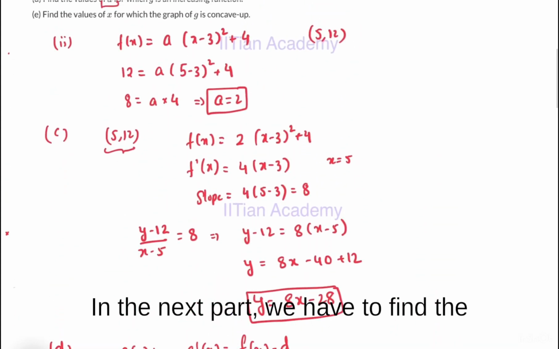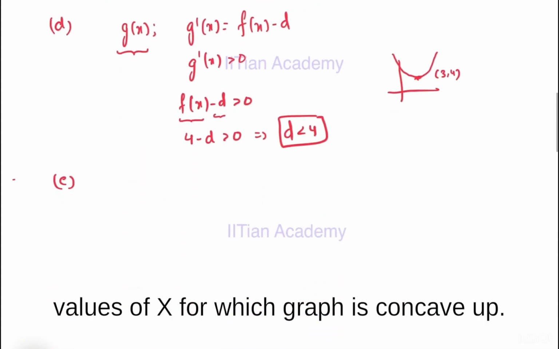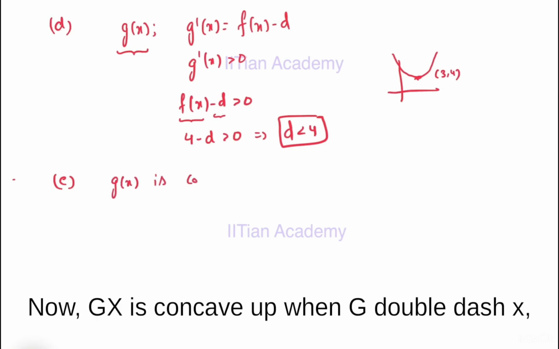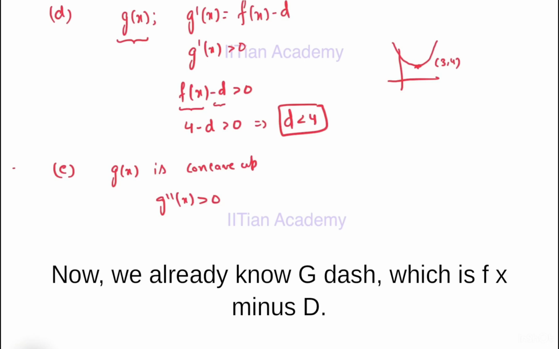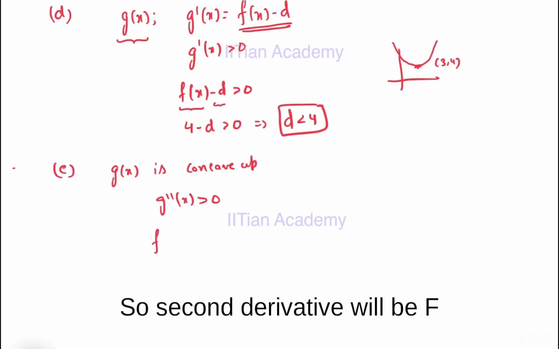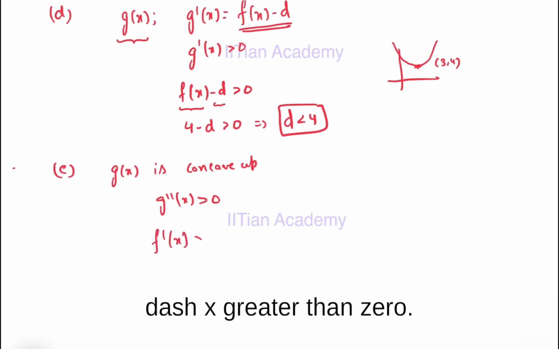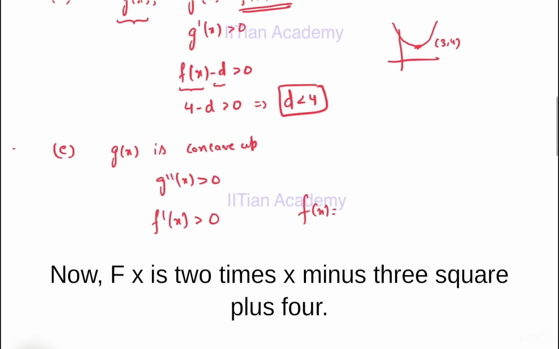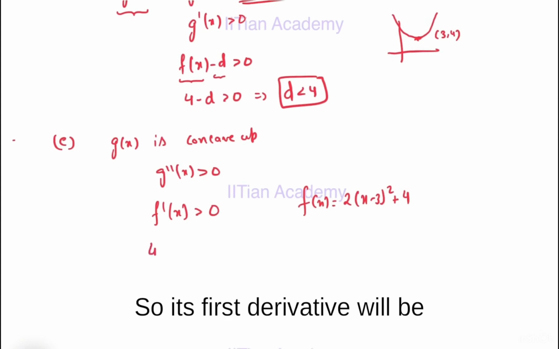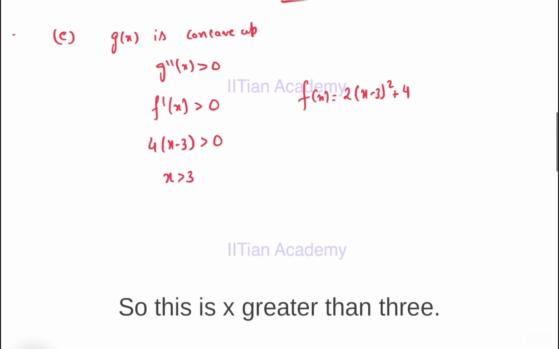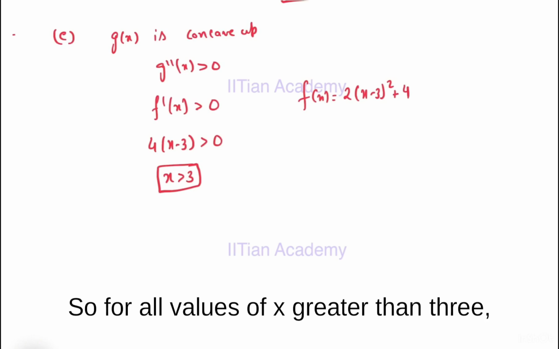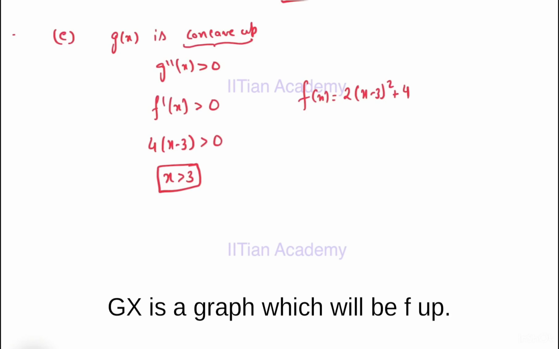In the next part, we have to find the values of x for which the graph is concave up. Now g(x) is concave up when g''(x), or the second derivative of g, is greater than 0. Now we already know g'(x), which is f(x) minus d. So the second derivative will be f'(x) greater than 0. Now f(x) is 2 times (x minus 3) squared plus 4. So its first derivative will be 4 times (x minus 3), and this has to be greater than 0 for g(x) to be concave up. So this is x greater than 3. So for all values of x greater than 3, g(x) is a graph which will be concave up.